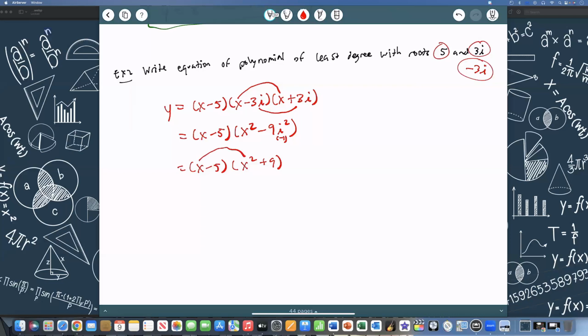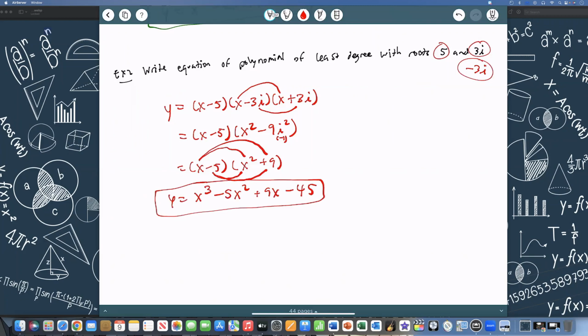So x times x squared is x cubed. Negative 5 times x squared is negative 5x squared. x times 9 is 9x. And then negative 5 times 9 is negative 45. Okay, so the equation you should have gotten would be that. So hopefully you got it right. If not, see where you went wrong.